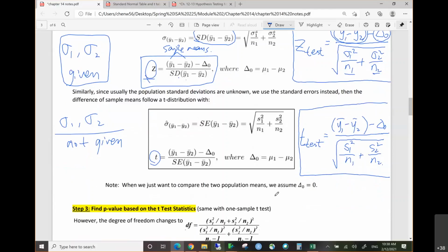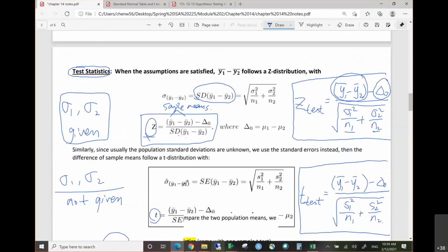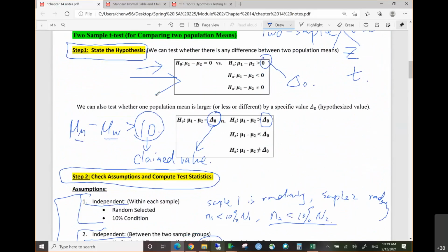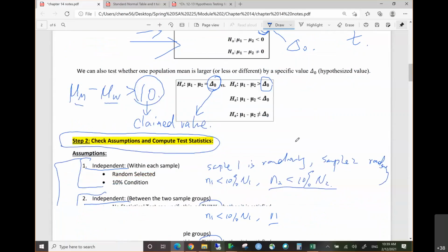Okay, so here I just have a note. Remember when we state the hypothesis, we have a special case when we only want to compare these two populations. We don't care how much one is larger than the other one. We just want to know who is larger. Then this delta zero is just zero, right? Otherwise, I can compare one is larger than the other one by some amount. Then this delta zero has a different value.